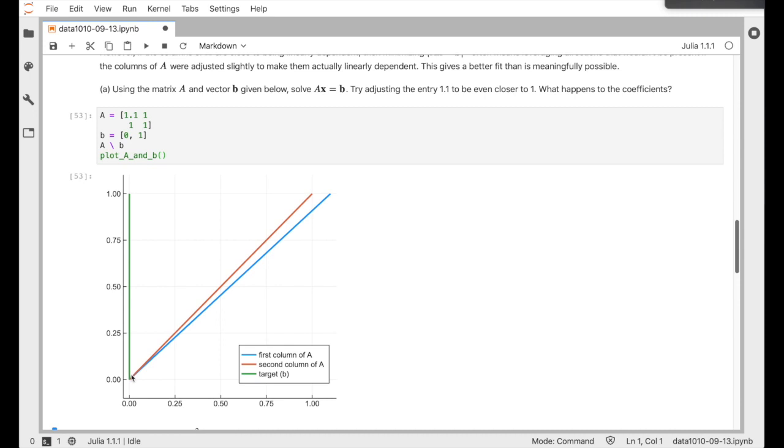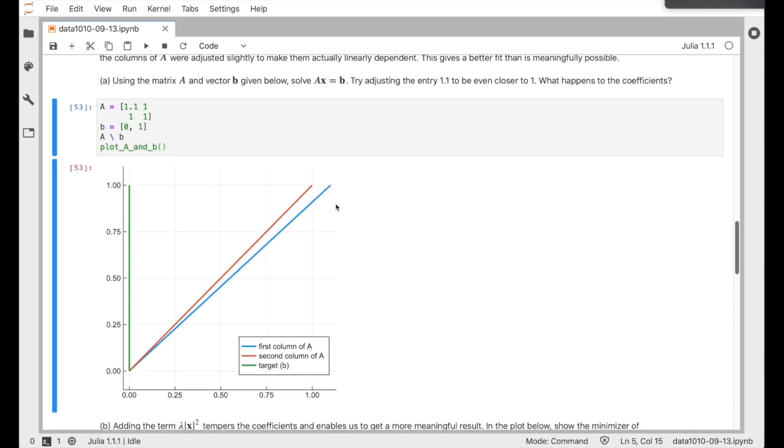So we have these two columns of A, which are very close to each other, these orange and blue vectors here. And we're trying to form a linear combination of them that reaches this green vector. And of course, you can do that because they're not the same vector. They are not parallel. They span R2. And that means that any vector, including this green one, can be realized as a linear combination of these two.